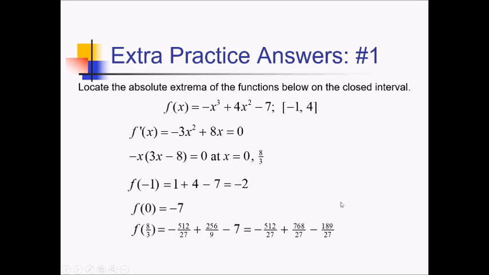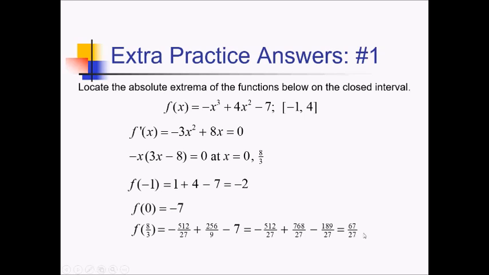All right. So combining all this stuff, we have -512 and 768. That's going to be 256. Subtract 189 from that, and that ends up being 67 over 27. So that was kind of annoying, but it's positive. That's the important thing here. So that makes it the absolute max so far.